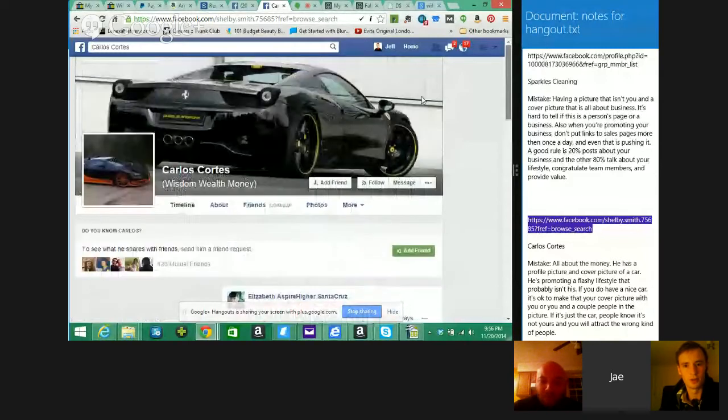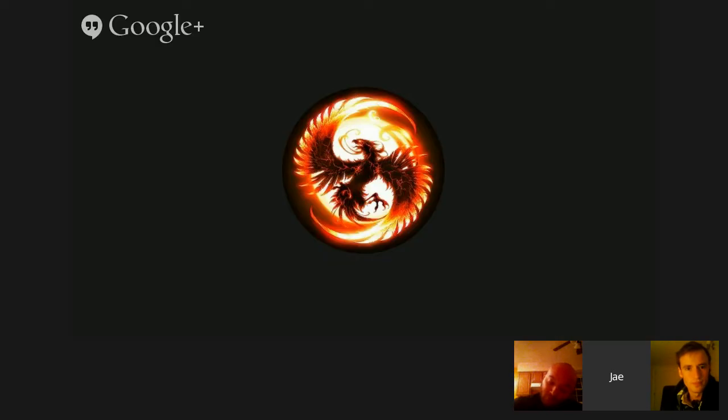Don't do that, because nobody's going to do business with a car, right? They want to do business with a person. That's not going to work. Now, when you establish yourself, if you have a picture of you with your car in it, or you in front of your house, something like that's fine because it's you. But at first don't have this, because you'll attract the wrong kind of people.